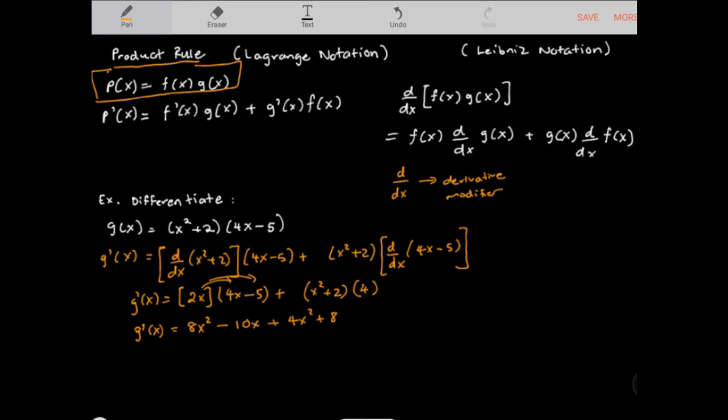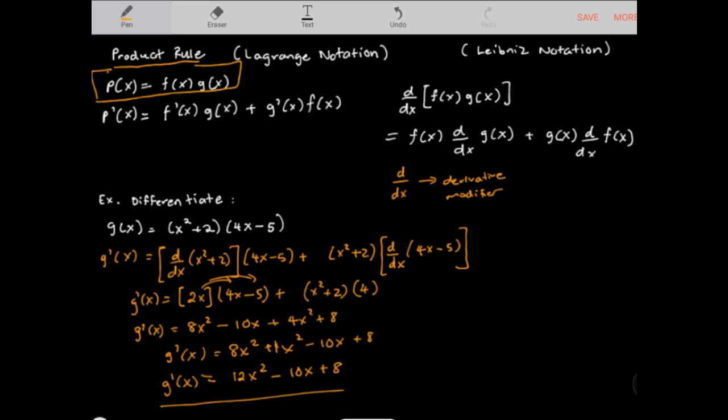Right, and then you can collect the like terms. So g prime of x here is equal to 8x squared plus 4x squared minus 10x plus 8. In this case, you get 12x squared minus 10x plus 8. And that's basically your derivative function. Okay?